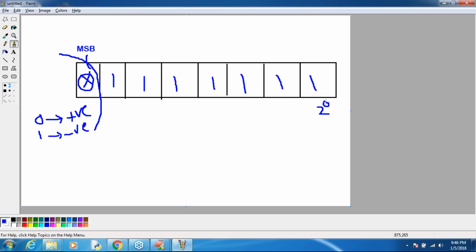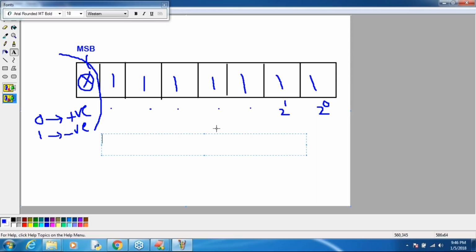2 power 0, 2 power 1, 2 power 2, 2 power 3, 2 power 4, 2 power 5, 2 power 6. 2 power 6 means what is the value, sir? Can you spell out? 2 power 6 is 64. Correct. Plus 2 power 5, which is nothing but 32, plus 16, plus 8, plus 4, plus 2, plus 1. Are you getting that?